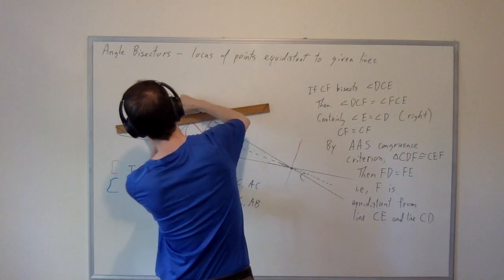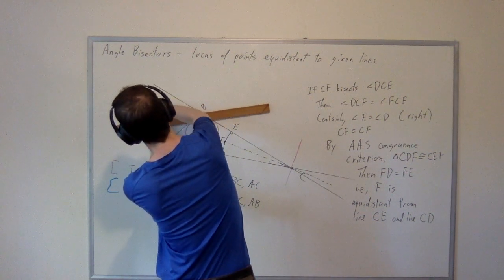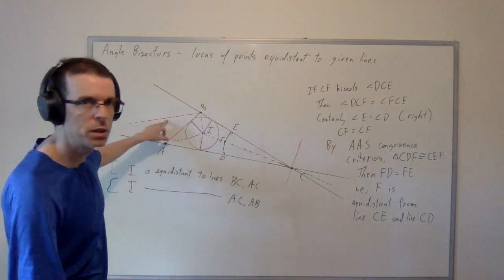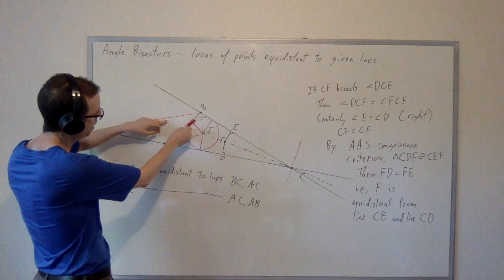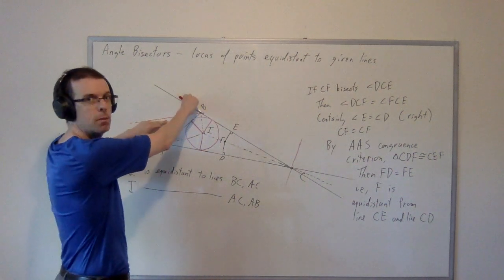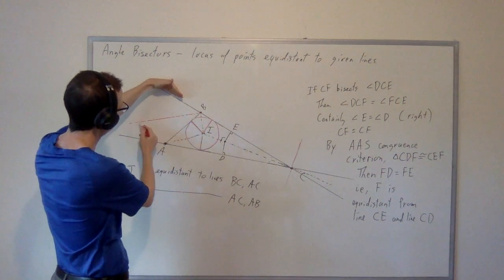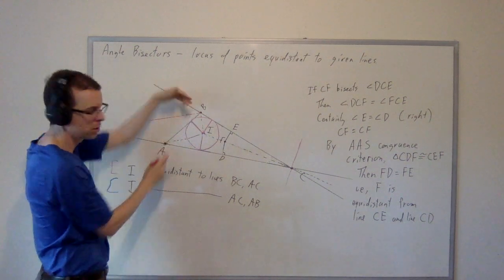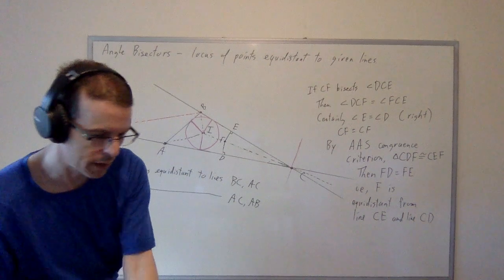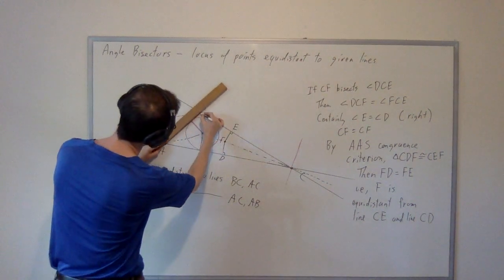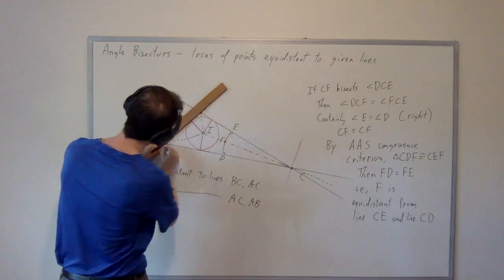So this red bisector bisecting the exterior angle B is a locus of points equidistant to line AB and, well, technically line BC, right? Because this is still line BC. So any point along this red locus is equidistant to these two extended lines, namely AB and line BC. So we have a locus of points equidistant.